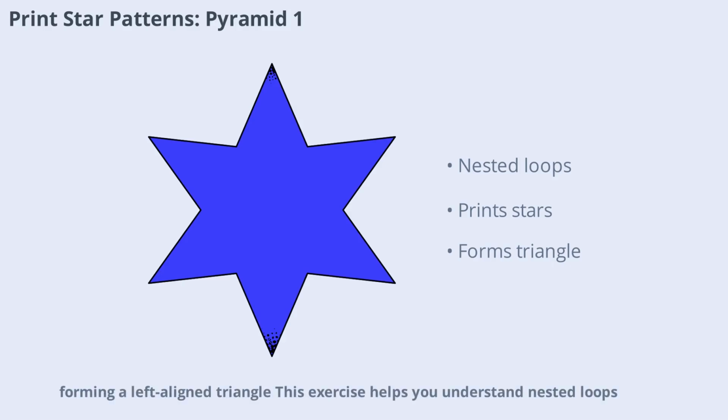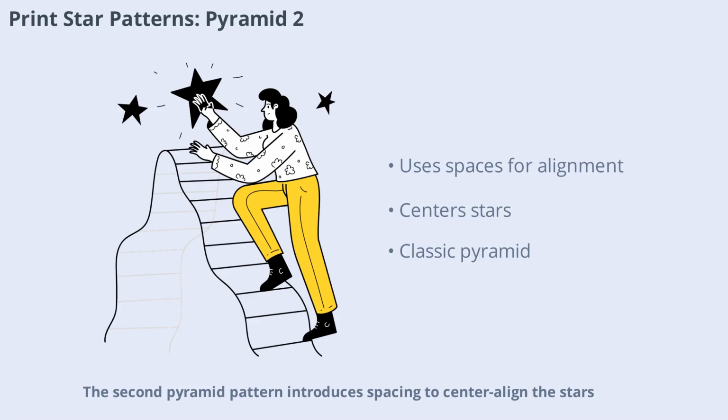This exercise helps you understand nested loops and how to control output formatting in Java. The second pyramid pattern introduces spacing to centerline the stars, creating a classic pyramid shape. By adjusting the number of spaces and stars on each row, you can create visually appealing patterns. This is a great way to practice loop control and output formatting.